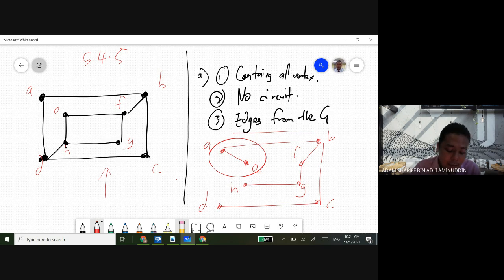So saya tengok jawapan Akram ni, semua edges, semua vertex ada, no circuit, and it comes from the possible edges inside. Okay. Alright, betul.